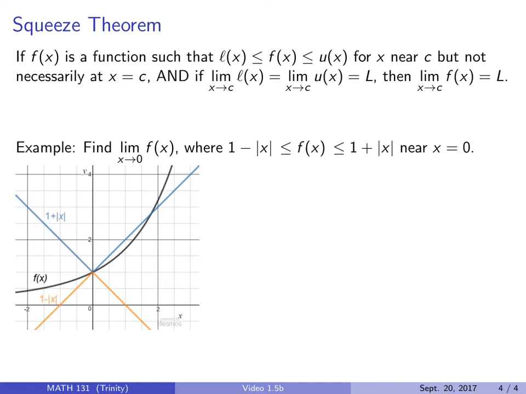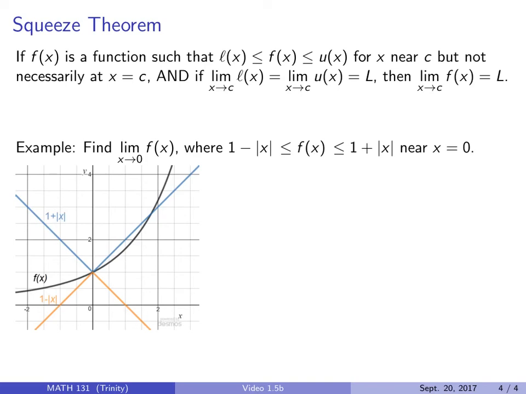So the idea here is that if my function f of x is more difficult to find the limit at, if I can find two functions that are below and above it that are easier to find the limit at, then I can use those to find the limit of my harder function f of x.